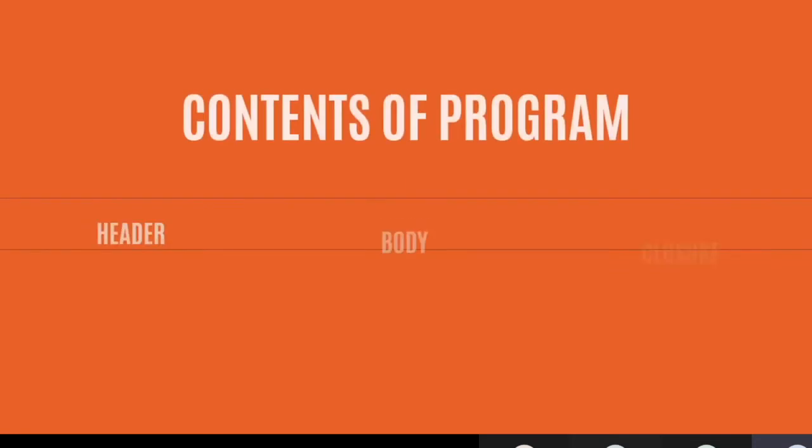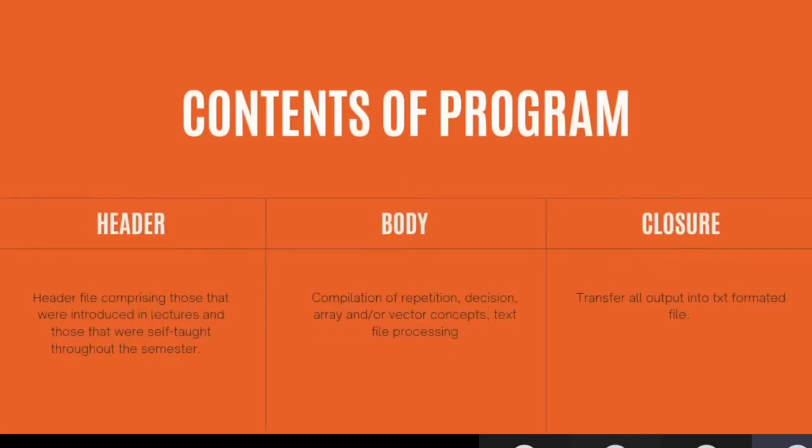All right, moving on to the contents of the program. The program is separated into 3 parts: the header, the body, and the closure. The header files comprise those that were introduced in lectures and those that were self-taught throughout the semester. What I mean by this is that in our program we have around 5 headers, and 2 of them are the ones that we picked up from the internet, the ones that we studied by ourselves. They are iostream and limits, and they are utilized throughout the program.